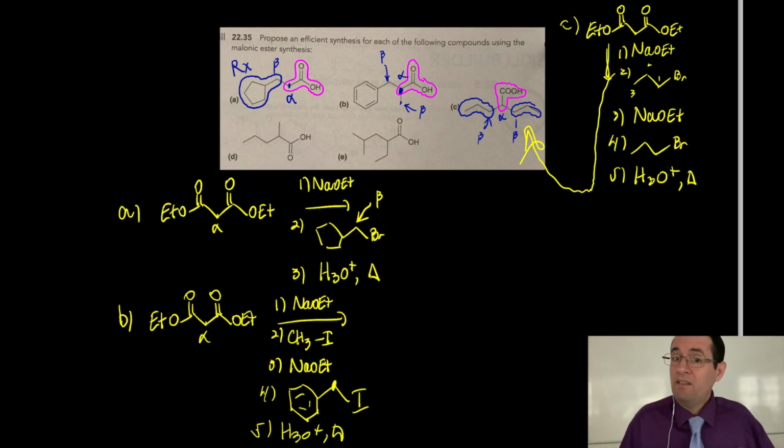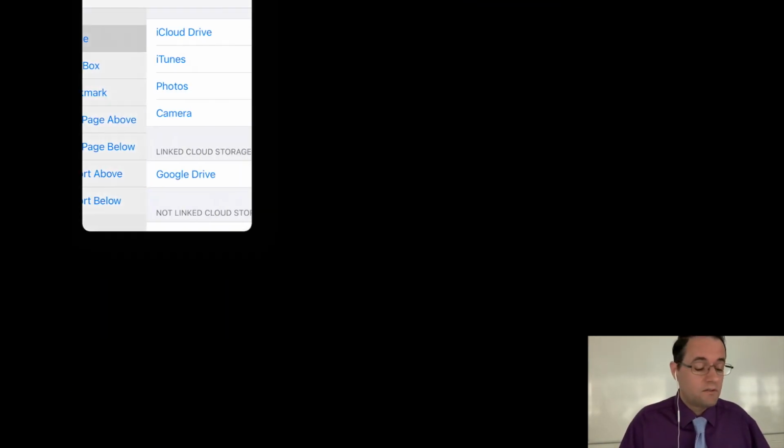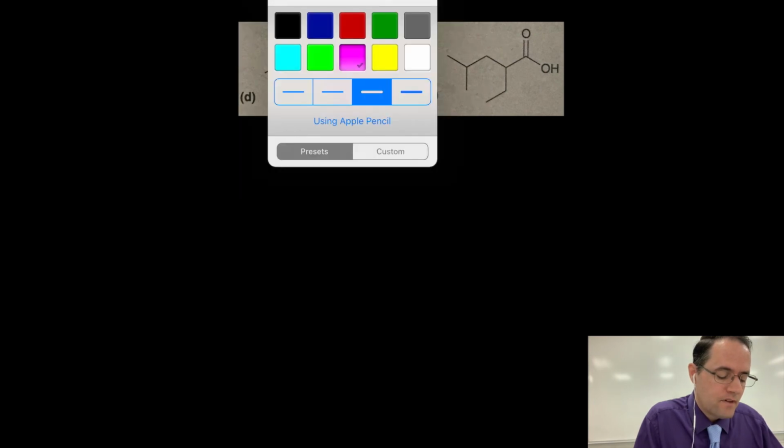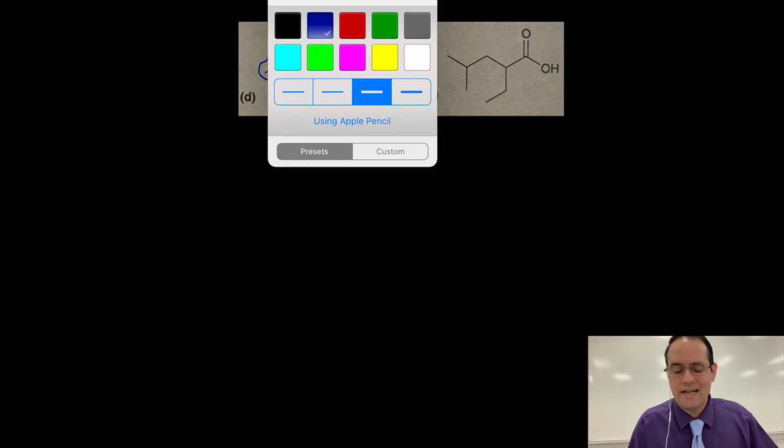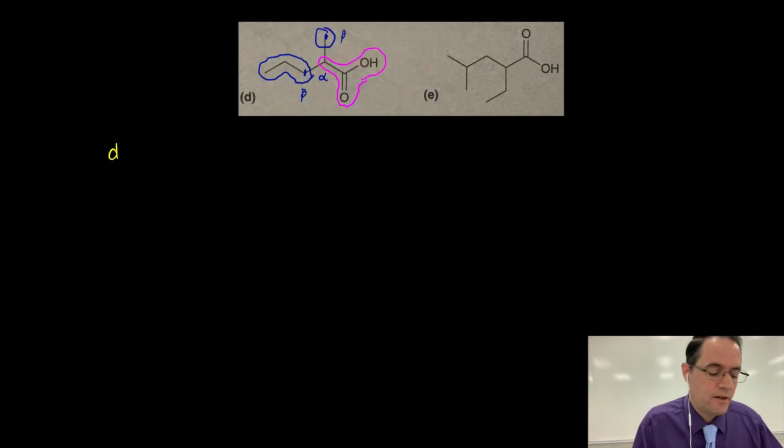I'm running out of space. Let me create a new slide and do the rest. Following the procedure here, we want to highlight the carboxylic acid and that alpha carbon. The alpha carbon comes from the diethyl malonate. And then we want to circle these 2 R groups to figure out what we need to add. So this carbon is the beta carbon, this carbon is the beta carbon. So methyl iodide and propyl iodide, for example.